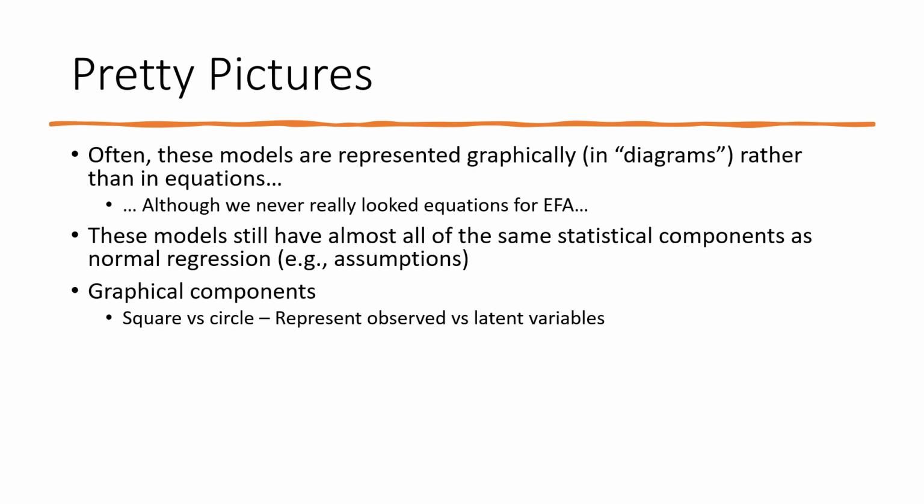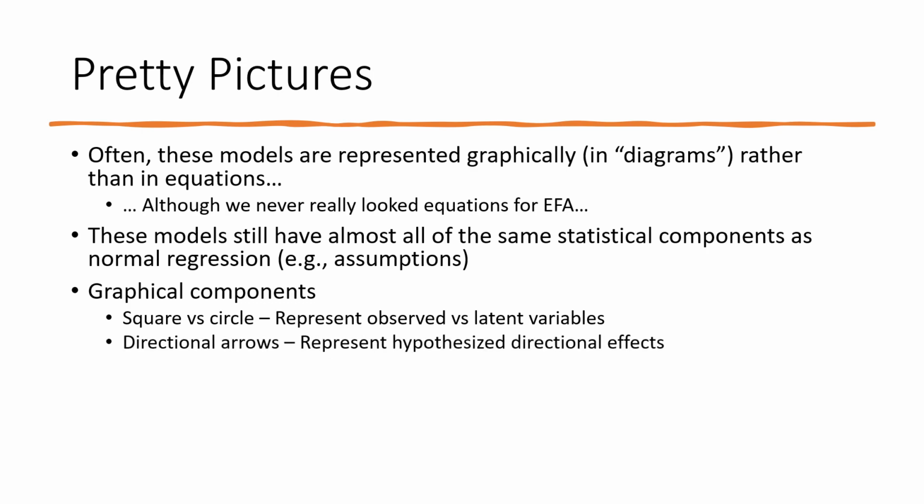So the first of these is a square versus a circle. A square is going to represent an observed variable, that is maybe one of our items or variables, while a circle is going to represent the latent variable. And recall factors from our factor analysis, those underlying factors are also called latent variables, and we'll do so throughout this lecture as one of the things that we call them. So squares are observed variables versus circles, which are latent variables not directly observed.